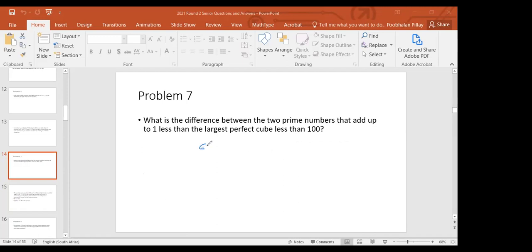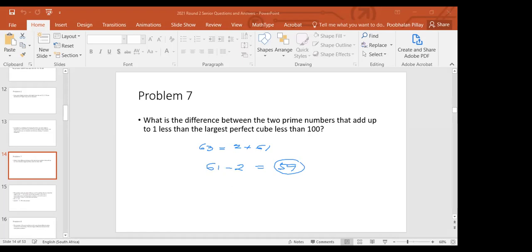So 63 is the only decomposition of 63 as a sum of two primes. This is unique. There are no other decompositions. And the difference between those two is 59. And that's the answer. Okay, so let's go on to problem number 8 now.